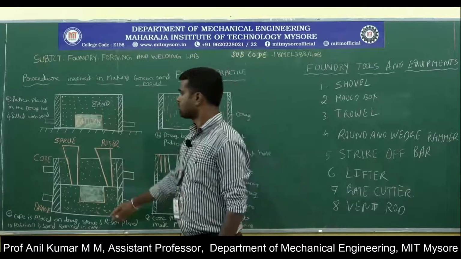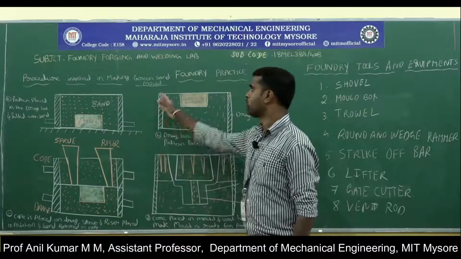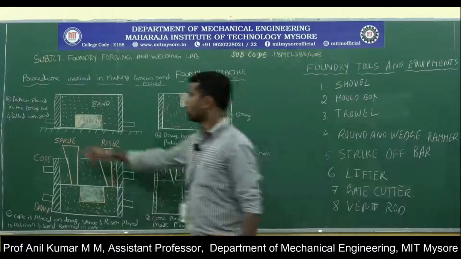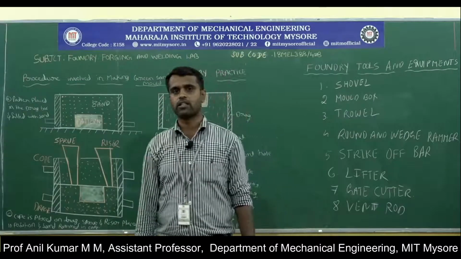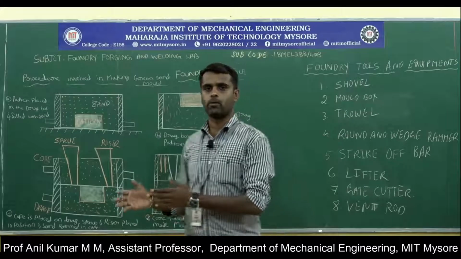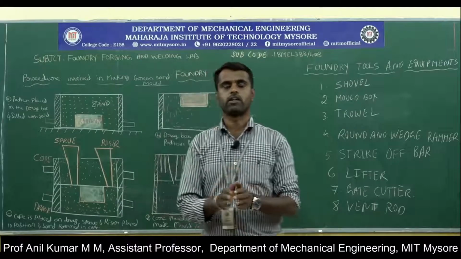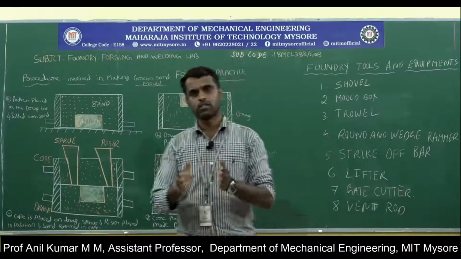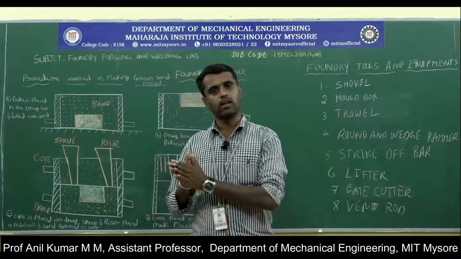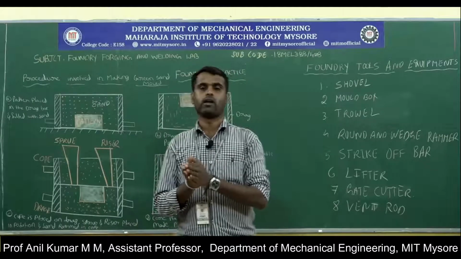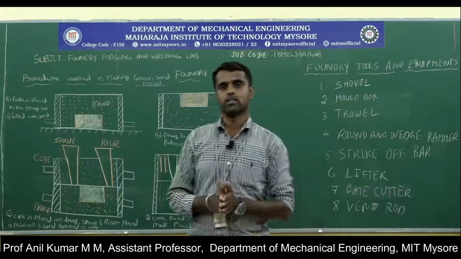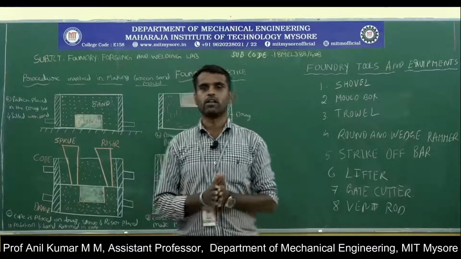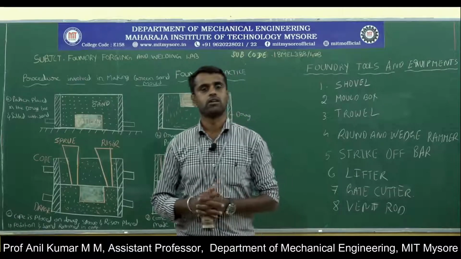Four steps are involved in making the green sand mold. The first step is to prepare the green sand which we use for preparing the mold. Green sand is a mixture of base sand, binders and additives, and along with that a small amount of water will be added. Base sand is plain sand without any ingredients. That sand we call the base sand.